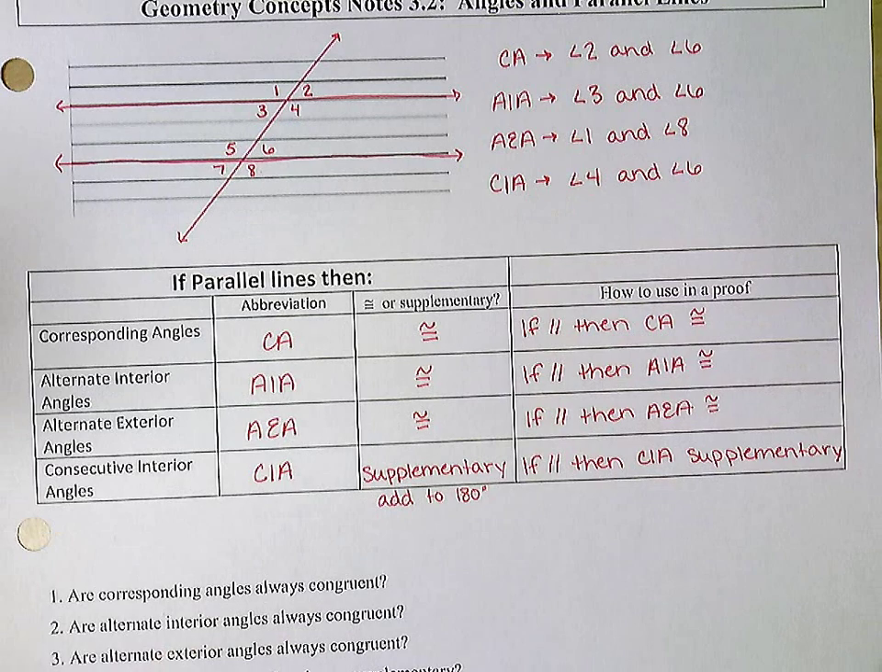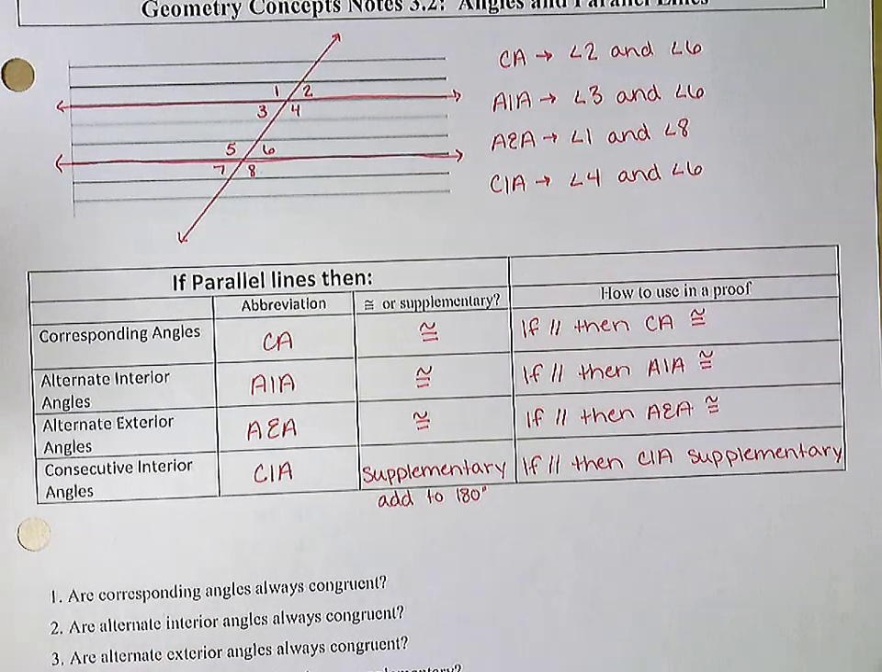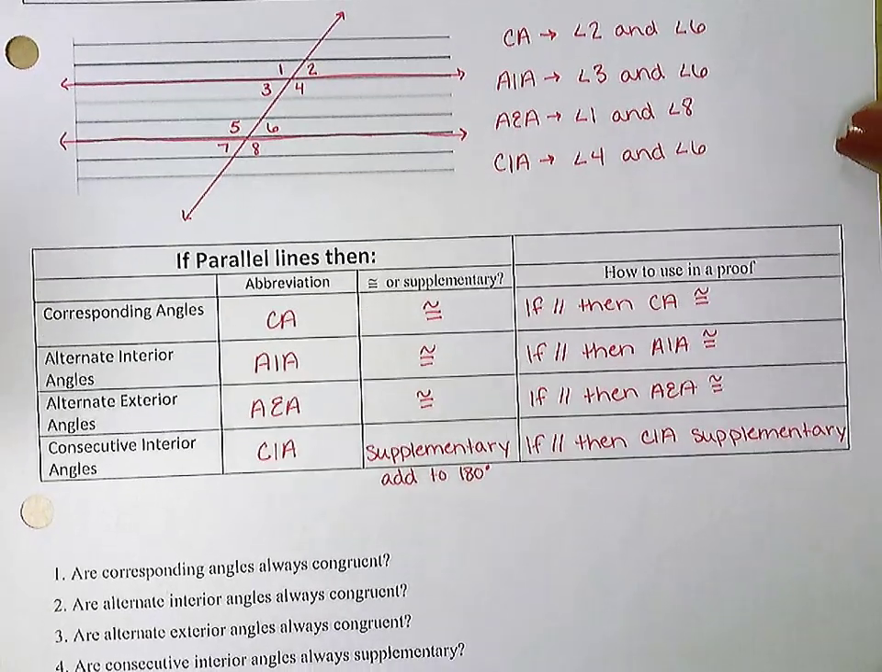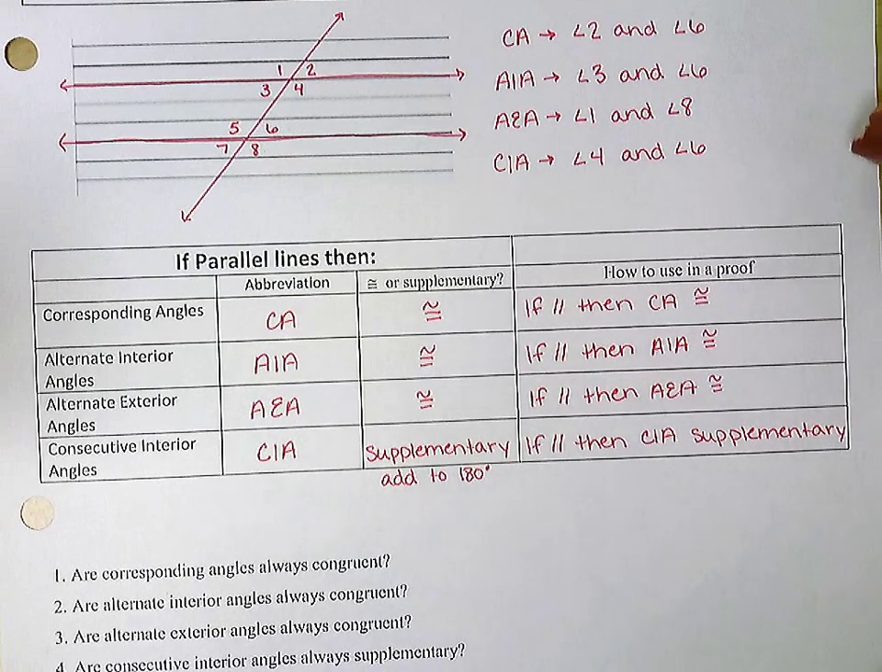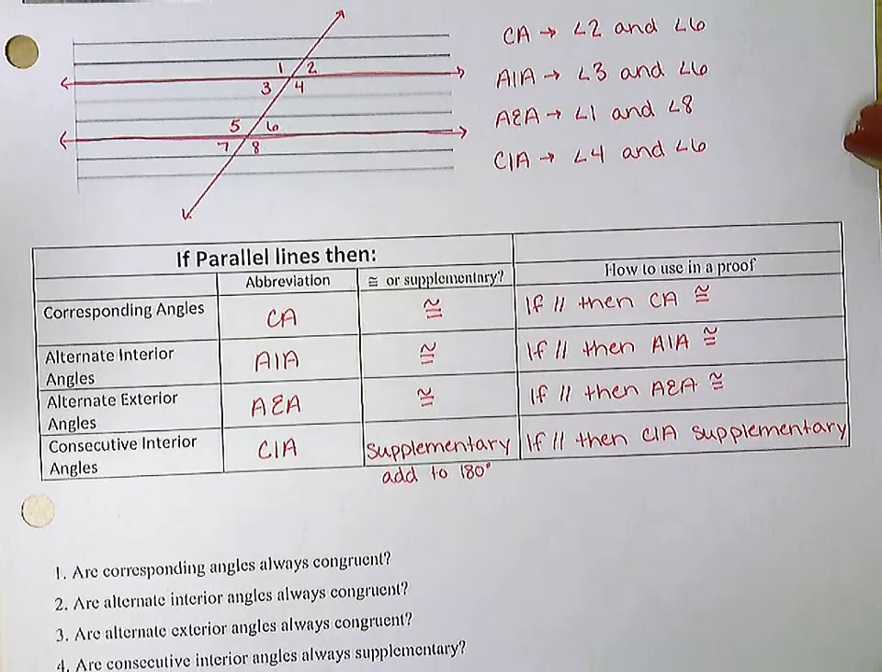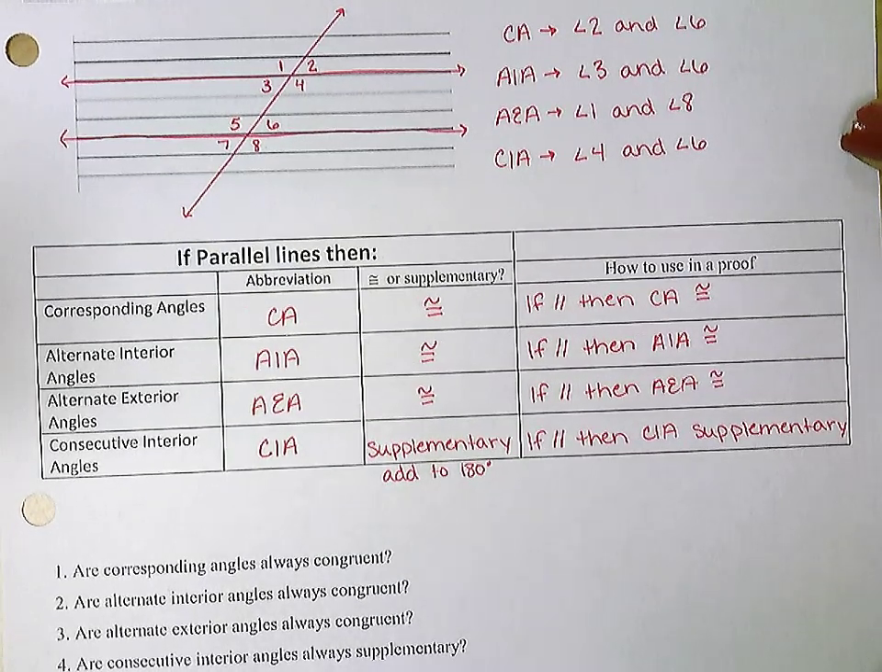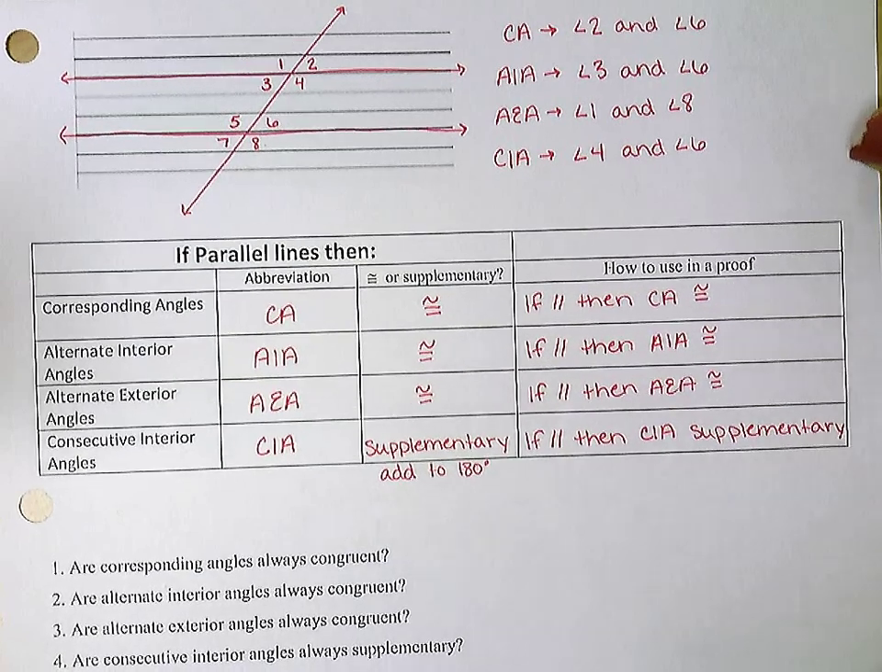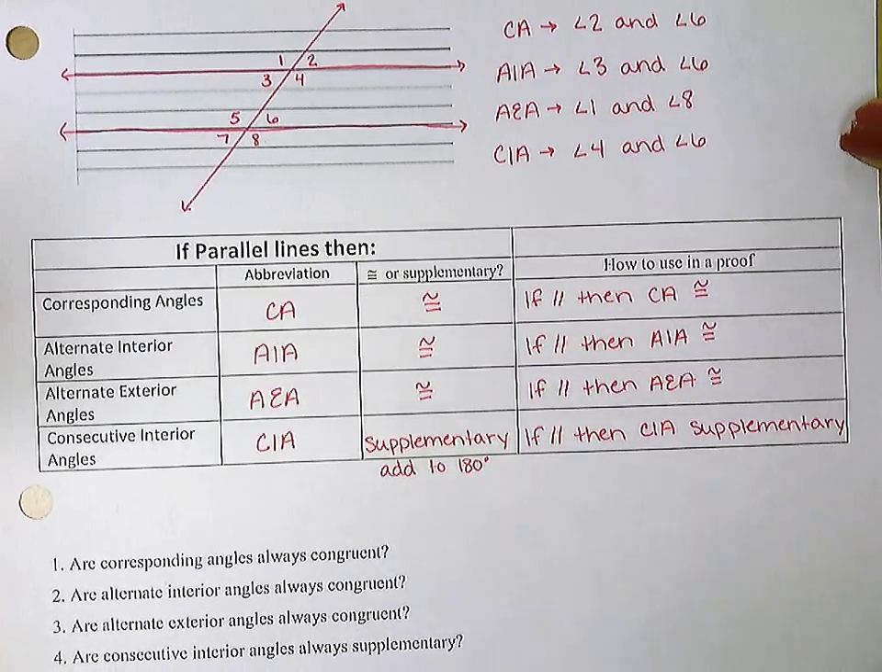Again, what's the other pair of consecutive interior angles? 3 and 5. Good job. Okay, questions? Some people are still writing, so I don't want to move too fast here.